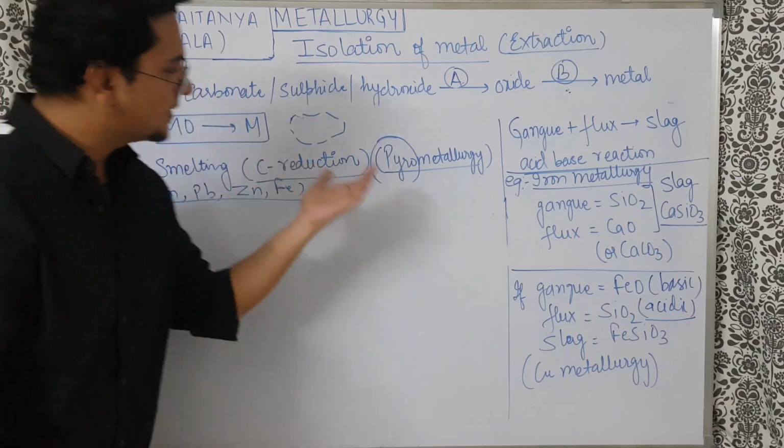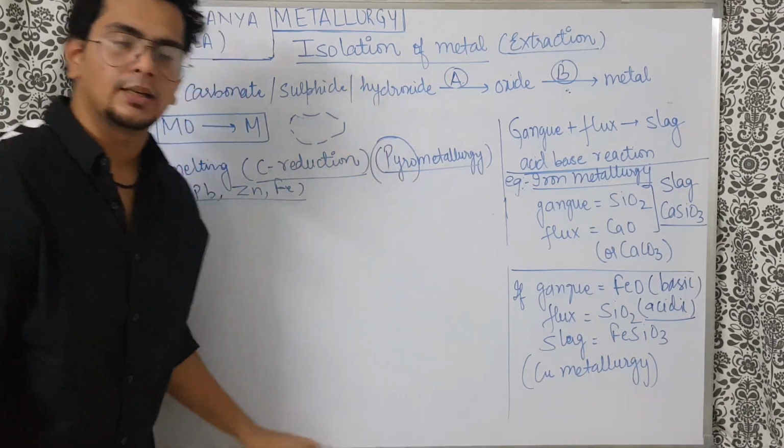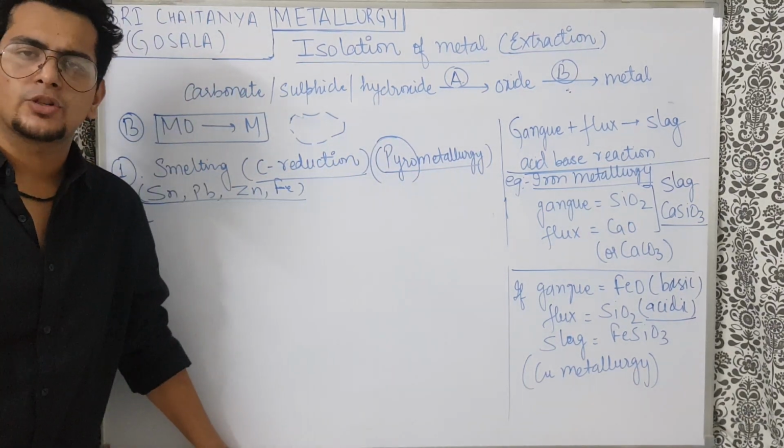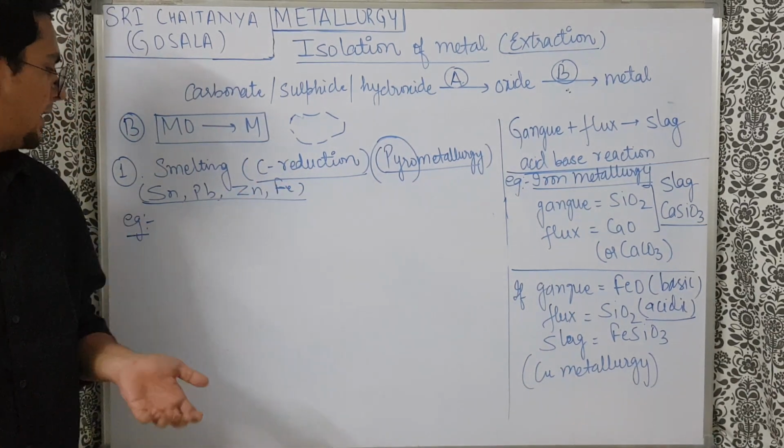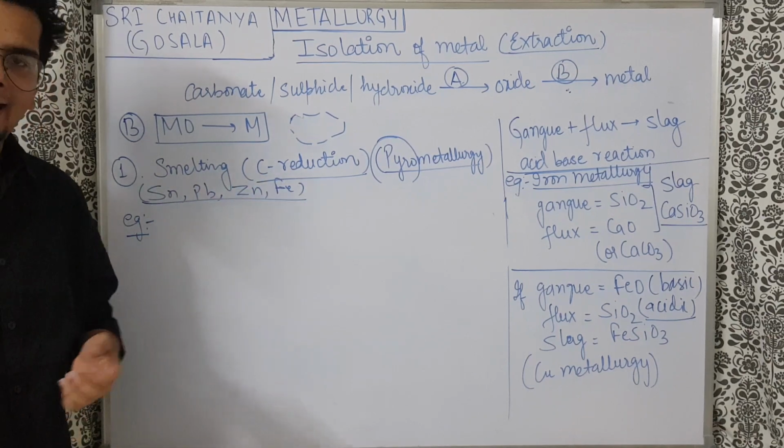So the heating is done. That means it's a pyrometallurgy technique. Heating based technique of extraction of metal is pyrometallurgical technique. So we use smelting for tin, lead, zinc and iron.